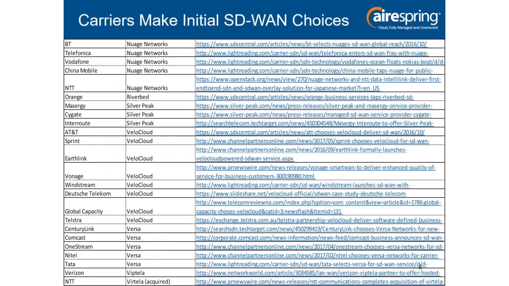Now, just out of curiosity, we scoured Google and other news sources to see what our partner carriers had chosen for their own SD-WAN solutions. We even talked to quite a few of them, as we do all the time, because, of course, we're connected at the network level to nearly all of them, and we have some great personal relationships, too.